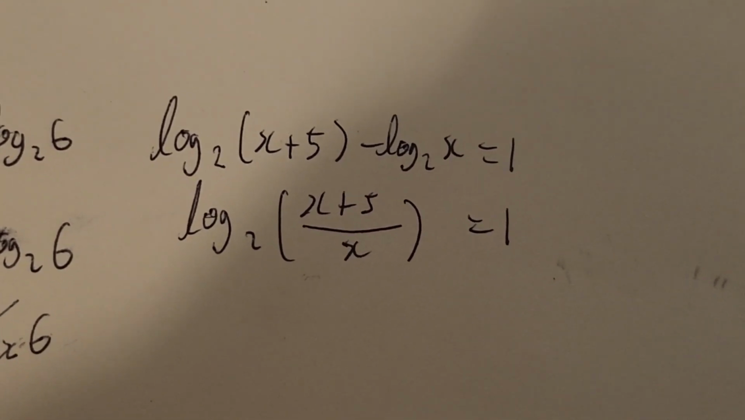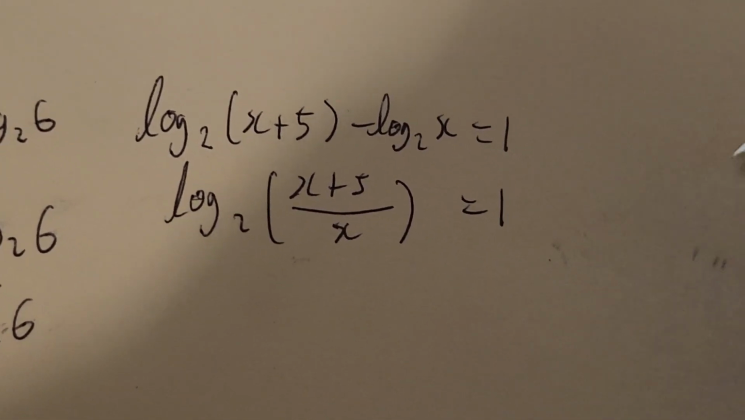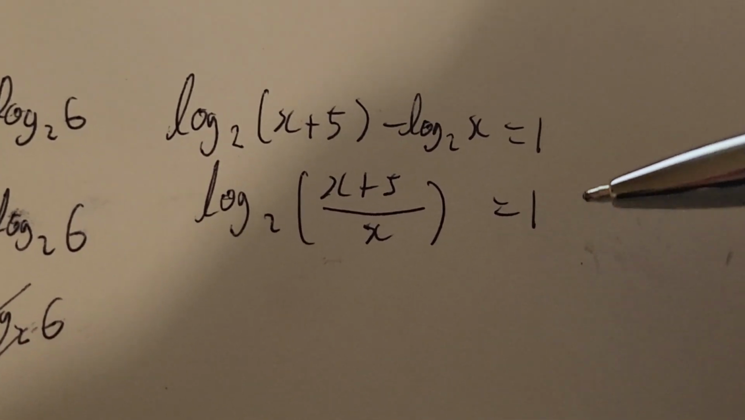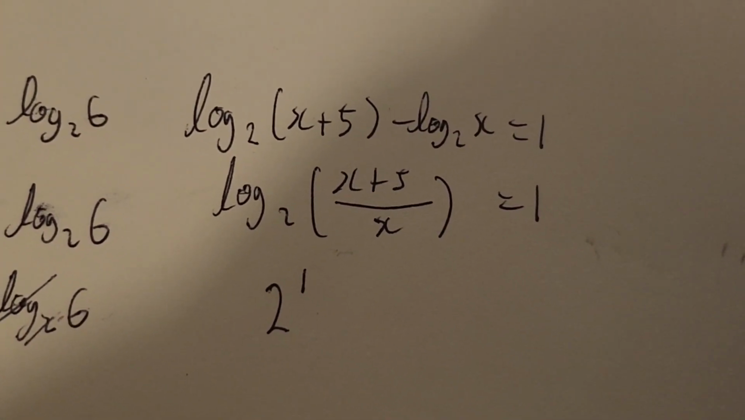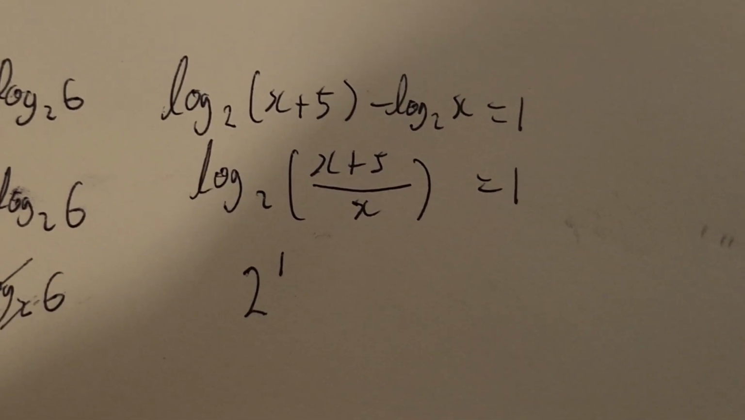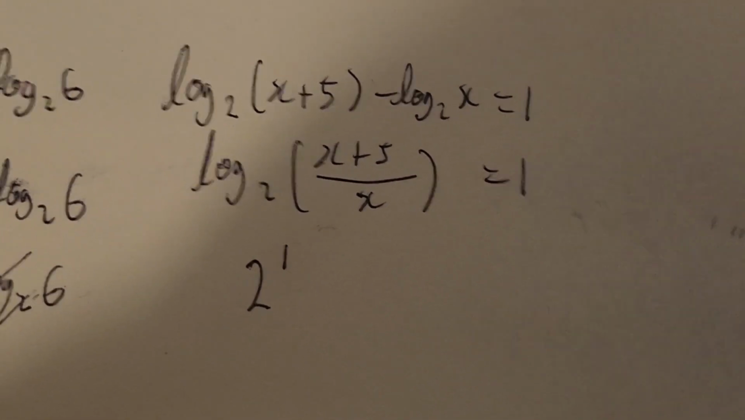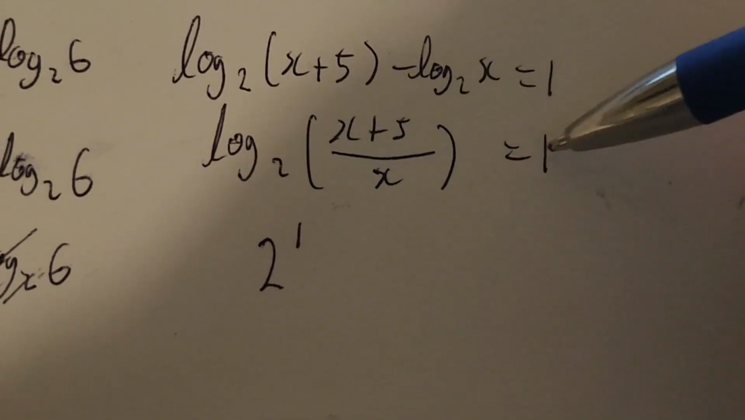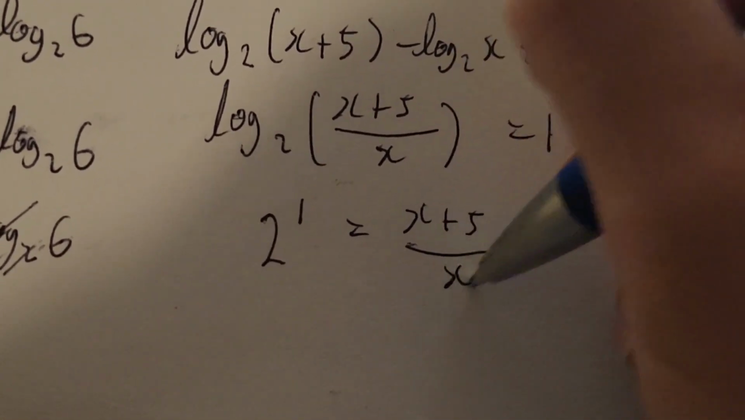Well, what is a logarithm, right? A logarithm is just an inverse of an exponential. So since they're inverses of an exponential, we can just write this as 2 to the power of 1. I don't mean to confuse you with these terms, but at the beginning, remember last night we were working on just evaluating logs, right? This is exactly the same thing. We're just evaluating the log. So now it's 2 to the power of 1 is equal to x plus 5 over x, right?